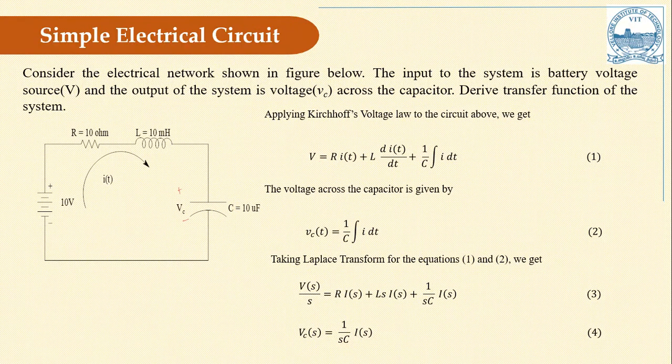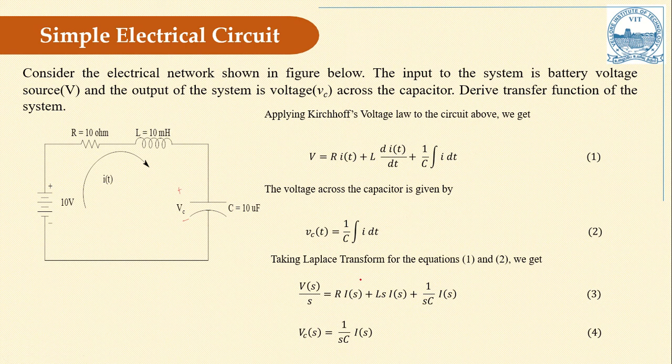So I arrive at this equation: V is equal to R into i of t plus L di by dt plus 1 by C integral i dt. And the output voltage across the capacitor, which is the output variable of this system, is expressed as 1 by C integral i dt. Now I need to find the value of i in order to get the value of Vc of t. To achieve this, I am going to use a Laplace transform with zero initial conditions for equation 1 and equation 2.